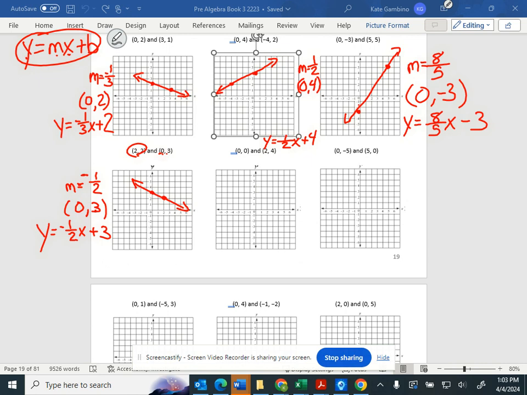Lauren: For the next one, for the equation, would you do plus 0 or minus 0? Or could you do either? Let's work this one out. 0, 0 is my first pair. 2, 4 is my second pair. Draw my line with the arrows. What is my slope?